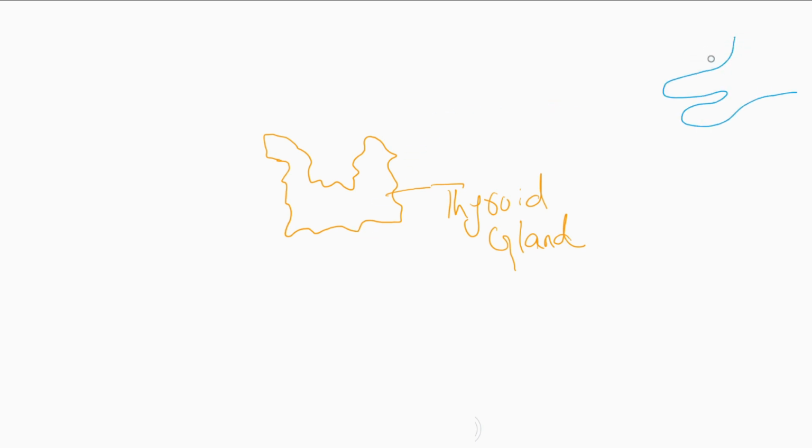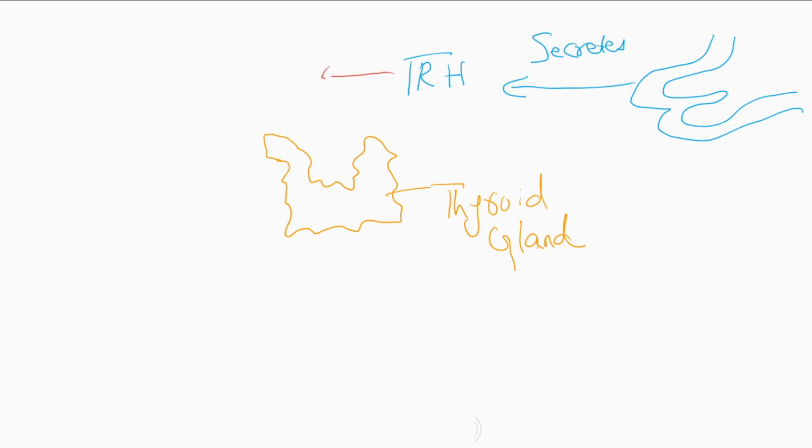The thyroid gland synthesizes hormones by a process in which the hypothalamus secretes thyrotropin releasing hormone. This thyrotropin releasing hormone acts on the pituitary gland and stimulates secretion of thyroid stimulating hormone from the anterior pituitary, and then thyroid stimulating hormone acts on, or targets, the thyroid gland.